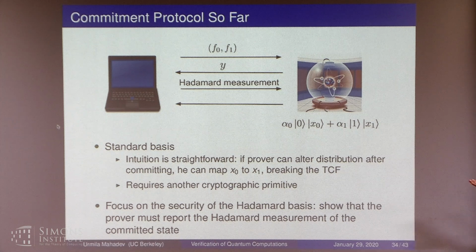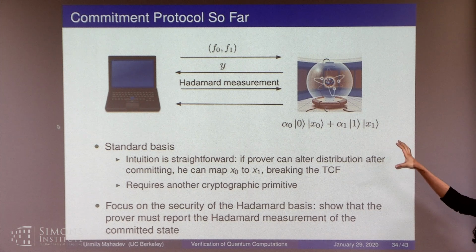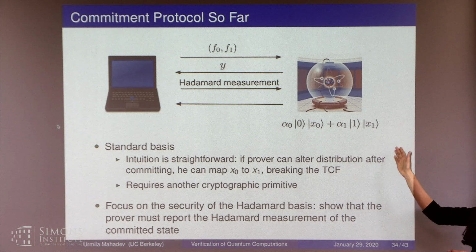So, okay, in the standard basis, what he should report is 0 with probability alpha 0 squared and 1 with probability alpha 1 squared. So let's imagine he can alter that. And instead, once it's entangled, he can report 0 with probability alpha 0 prime squared and 1 with probability alpha 1 prime squared. And what that means, if he can take this and map it to alpha 0 prime or alpha 1 prime, that means he essentially has a unitary which can map x0 to x1.